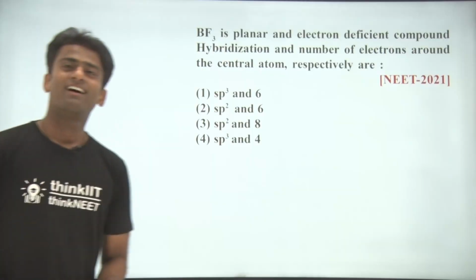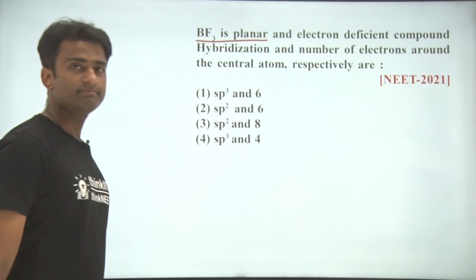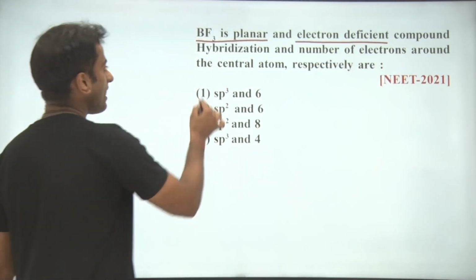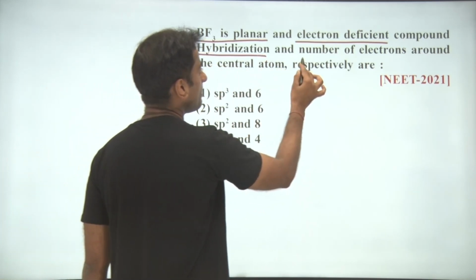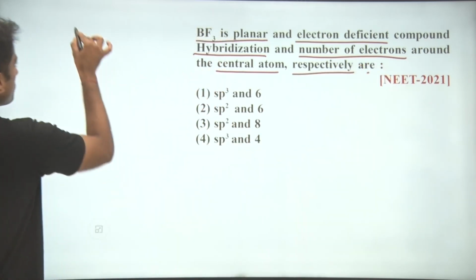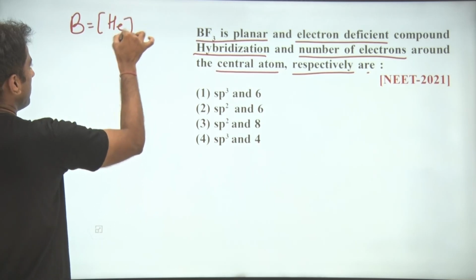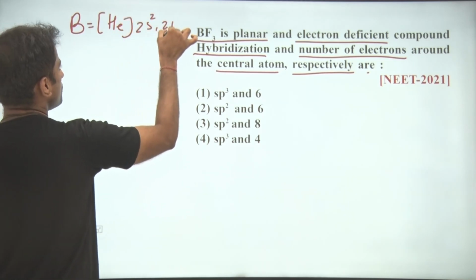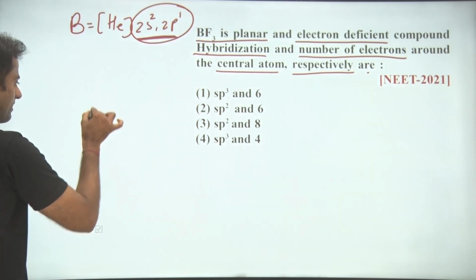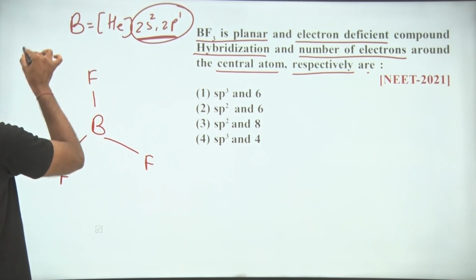Thank you. Hello student, this question is asking BF3 is a planar and electron deficient compound. Now the question is asking that the hybridization and the number of electrons around the central atom respectively are. So boron is having the configuration helium 2s2 2p1. How many electrons are there in the outermost shell? 3. And it is making here the 3 bonds. It means no lone pair is left.